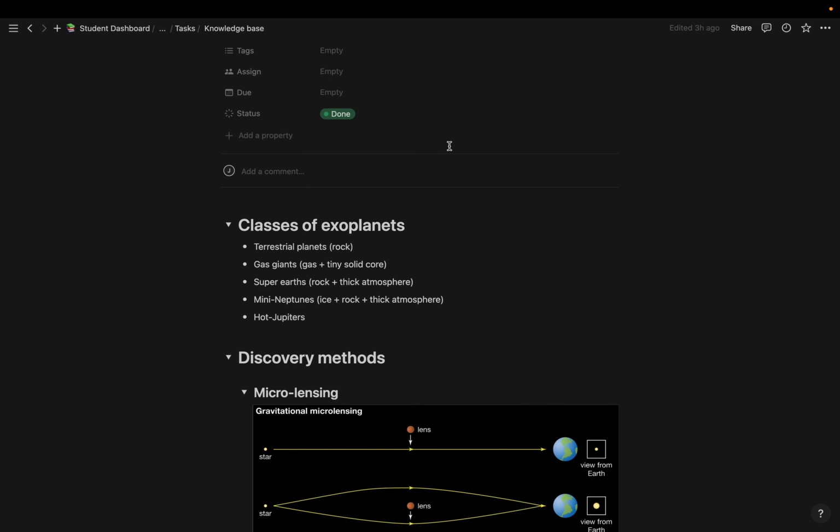So there are five common types of exoplanets. Terrestrial, which are Earth-like planets made of rocks, but not very common in our discovery. The second is the gas giants, like Jupiter or Saturn. They are mostly made of gas with a tiny solid core.